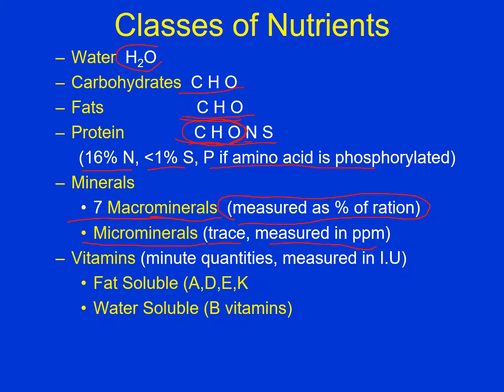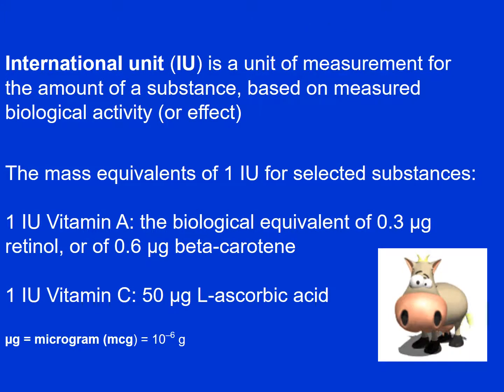And then we have the vitamins: fat-soluble vitamins A, D, E, and K, and water-soluble vitamins, the B vitamins, and then also vitamin C, although humans and guinea pigs are the only species that require vitamin C. Vitamins are measured in international units, or IU.